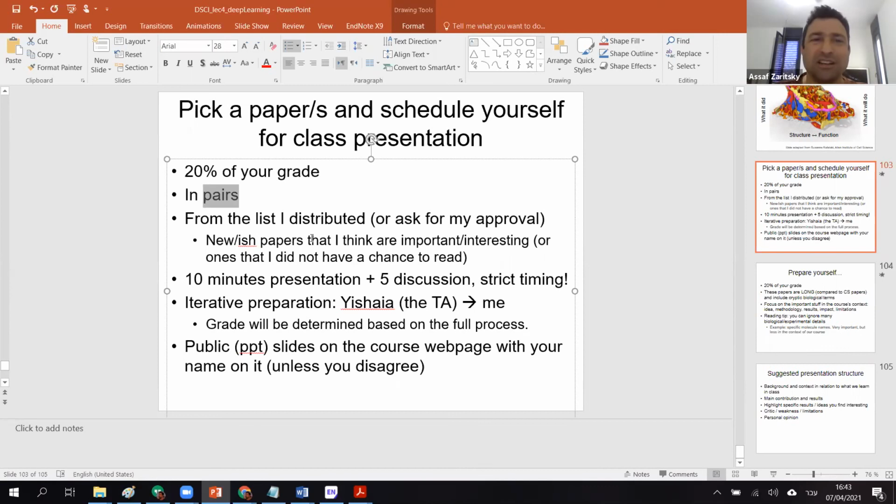I distributed a list of papers. There is a reason why these papers are there. If you want a specific paper, you really want it and you really feel strongly about it, then tell me and convince me, and I'm probably not going to tell you no, but you need to really work hard to convince me. The list I picked are important papers from the field, and the newish papers I think are either important, interesting, or ones that I didn't have a chance to read or explore yet. So I said, okay, this is an opportunity. We might get a few that are not great, but the idea is to do a literature survey in this course.